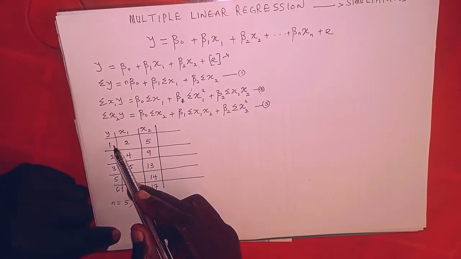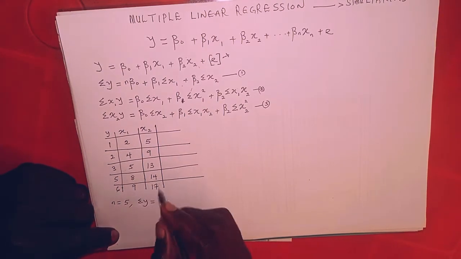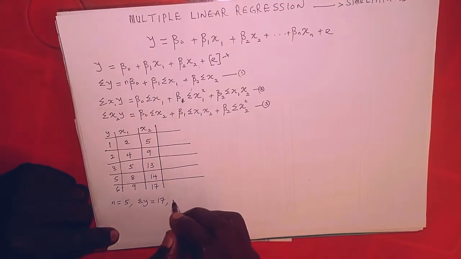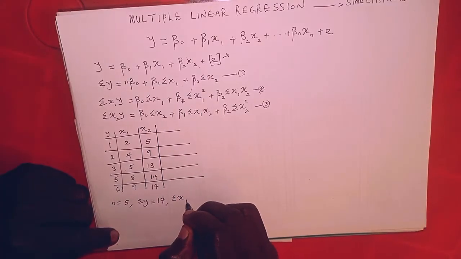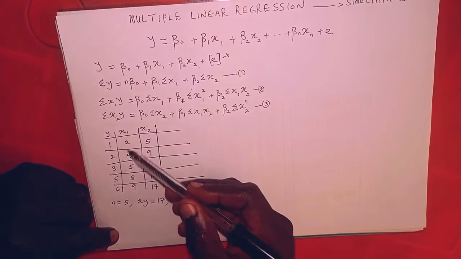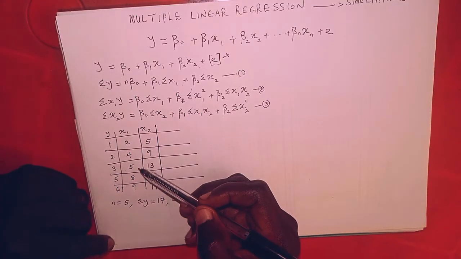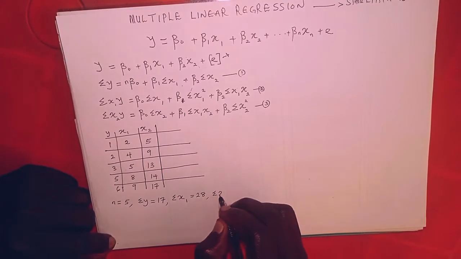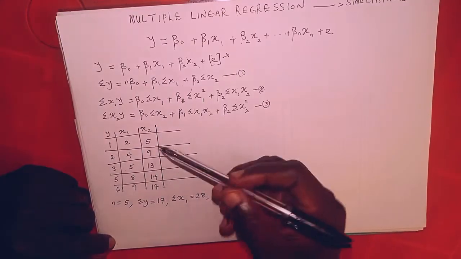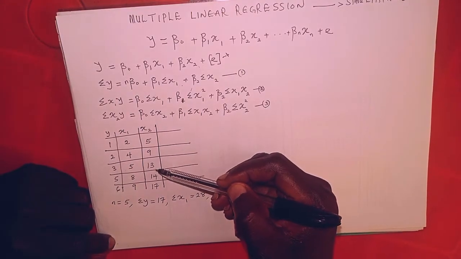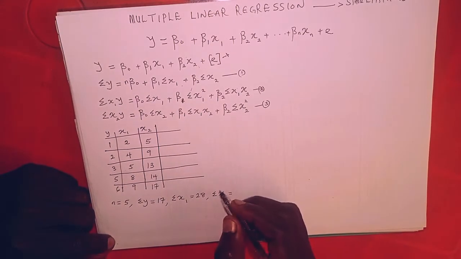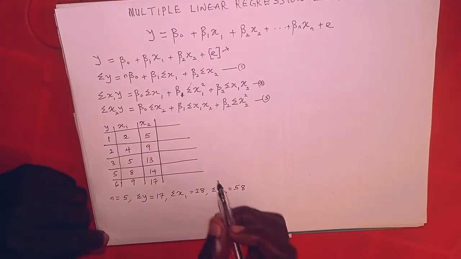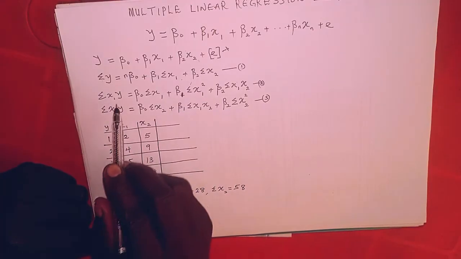If you add all of this together, 1 plus 2 plus 3 plus 5 plus 6, that will give us 17, comma. We need a summation x1. So if you add all of this column together, 2 plus 4 plus 5 plus 8 plus 9, that will give us 28, comma, summation x2 equals to, we add all of this together, 5 plus 9 plus 13 plus 14 plus 17, that will give us 58. That is a 58.